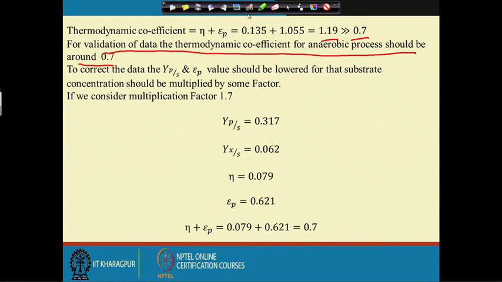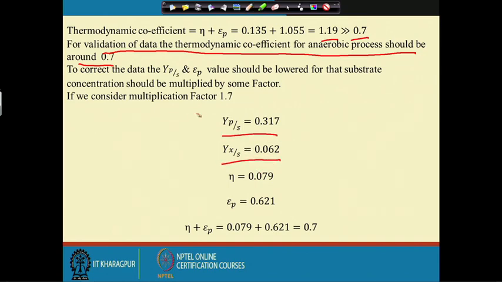In the anaerobic process, we estimated the glucose concentration, the cell mass concentration, and the ethanol concentration. Usually cell mass concentration is estimated by gravimetric analysis, which does not have much mistake. The glucose estimation we do colorimetrically, and in the case of ethanol, we usually use a gas chromatograph, because gas chromatograph results are very reliable, as it minutely estimates the ethanol concentration. So we can expect that the colorimetric analysis of the substrate might be wrong. So we multiplied the substrate concentration by some factor and tried to find out the respective values of Yp by S and Yx by S.